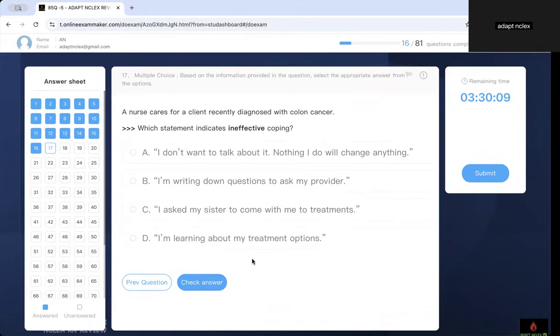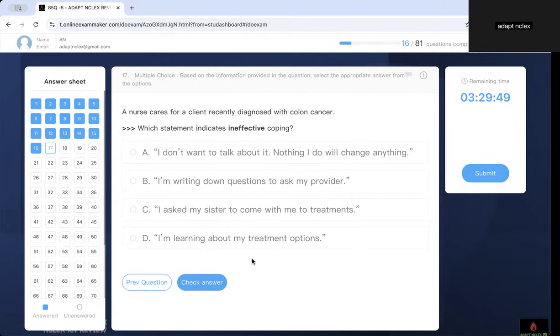Number 17. A nurse cares for a client recently diagnosed with colon cancer. Which statement indicates ineffective coping? Write it down. Ineffective coping means they are not adapting to the situation. That's all. That one word, I'm going to use it to underline each question.